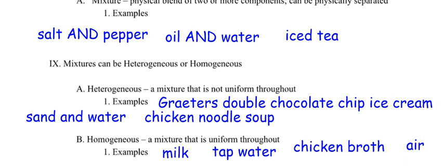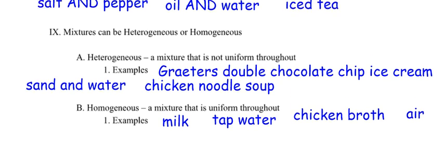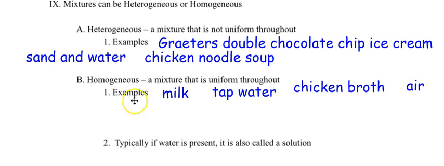And here's another thing to think about, air. Is air a mixture? Yes, it is. It has oxygen and carbon dioxide and water vapor. It is uniform throughout. You don't need to shake it up or anything. The air here is the same as the air someplace else, in Michigan or someplace. So it is the same throughout. Now, if we have water present, it's also called a solution. So this could be a solution because you have water in the milk. Tap water is a solution. Chicken broth is a solution. I don't think air necessarily is, because when we talk about water, we're talking about liquid water, not gaseous water.